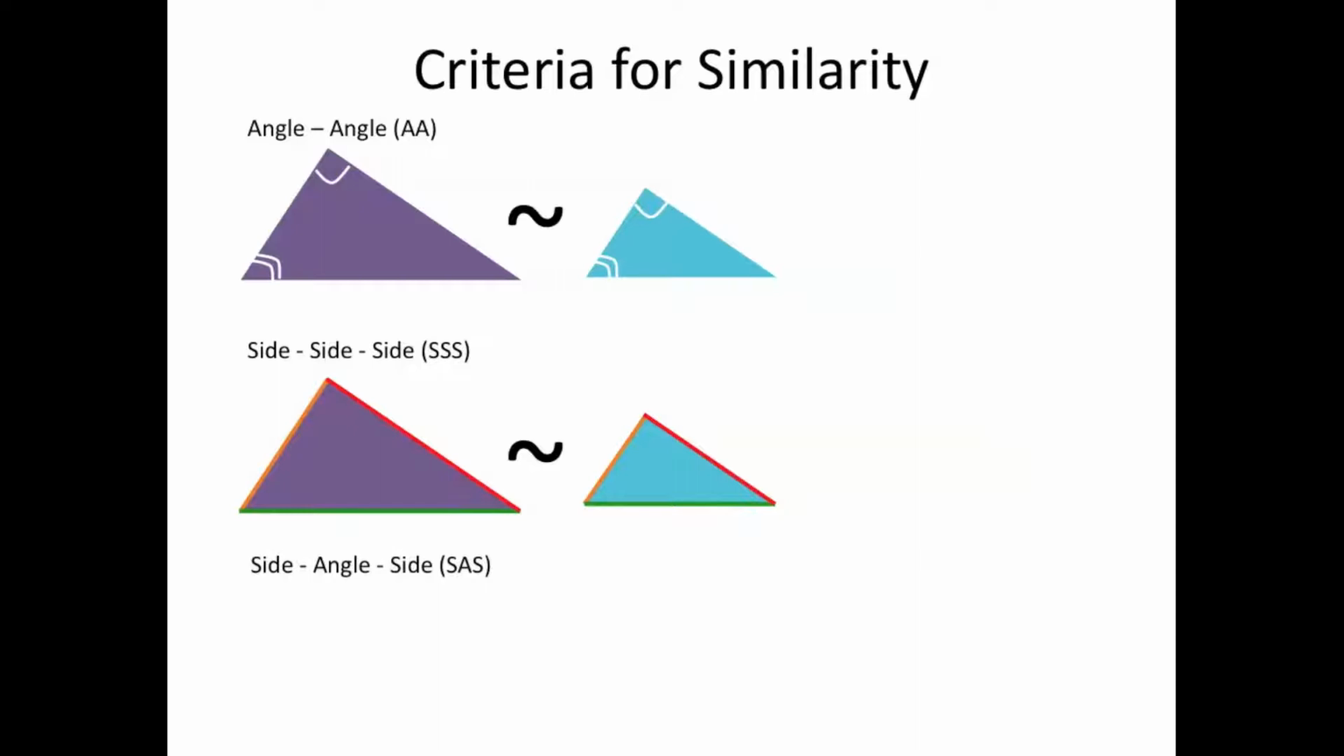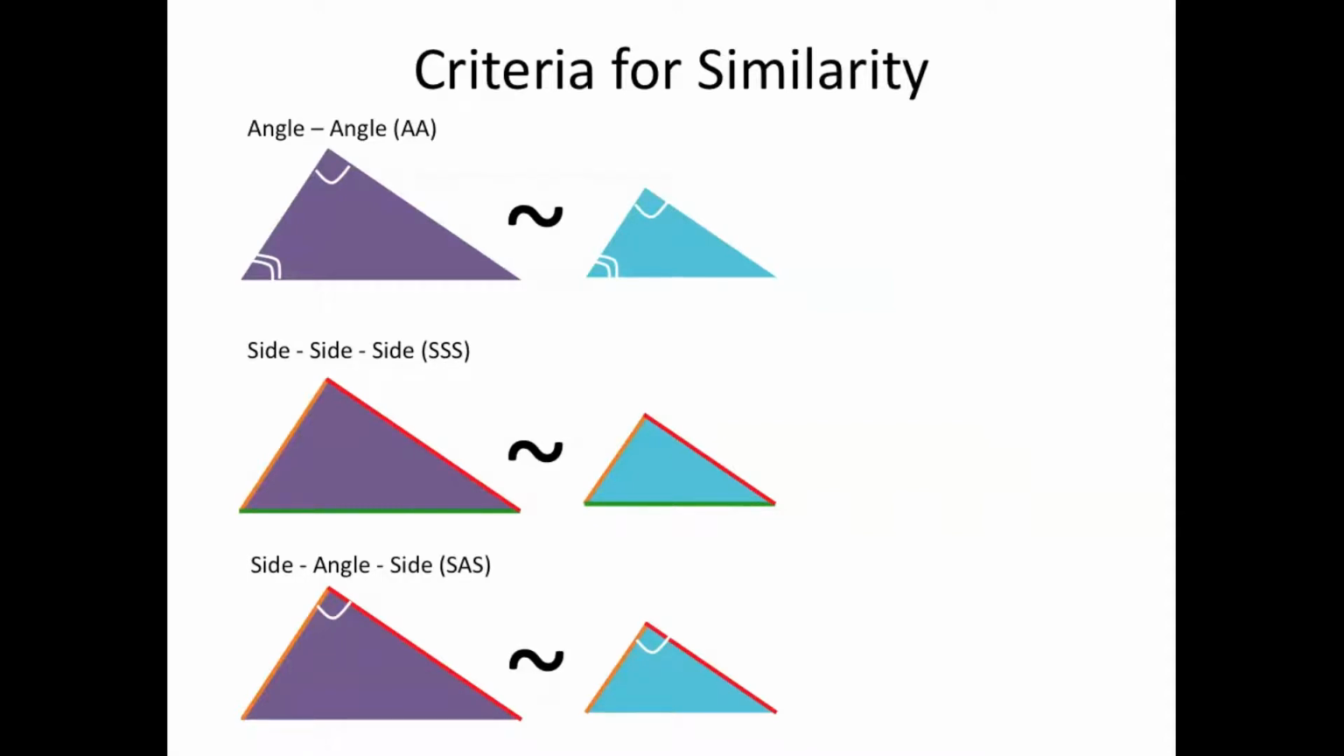And the last method of similarity is if you have two triangles and they have an equal angle and the corresponding sides of that angle are proportional, not equal, then those two triangles are also similar. This is known as side-angle-side. So using these three criteria, if any of them hold, then you know that two triangles are similar.